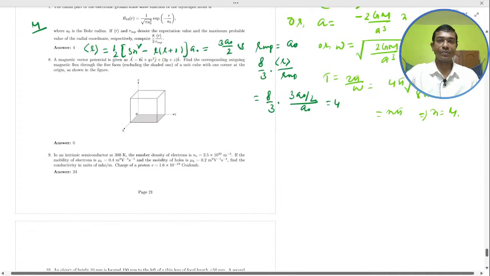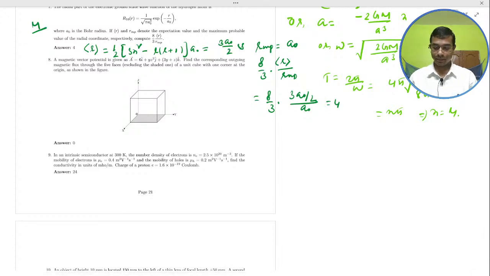Next, question number 8. A magnetic vector potential is given in the form. Find the corresponding outgoing magnetic flux through the 5 faces of a unit cube with one corner at the origin, as shown in the figure.